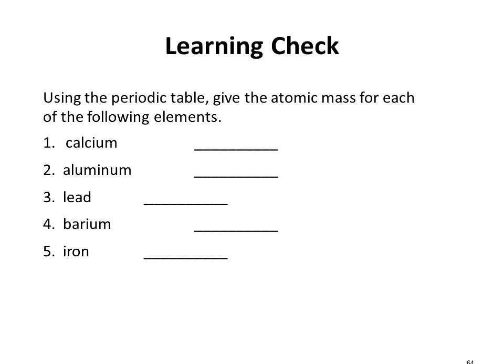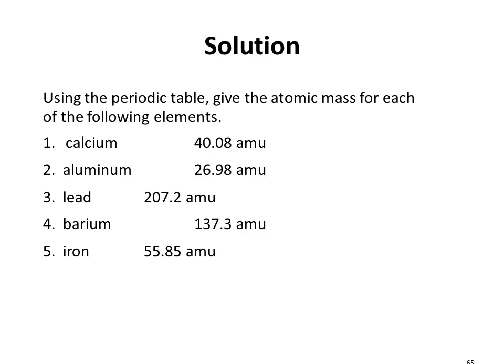26.98. Number 3, lead. Lead is group 14, period 6, Pb. Pb has an atomic number of 82, and then we have an atomic mass of 207.2. Barium, Ba, group 2, period 6, atomic mass of 137.3, and iron, Fe, group 8, period 4, and we have an atomic mass of 55.85. And here you find what we have just described.